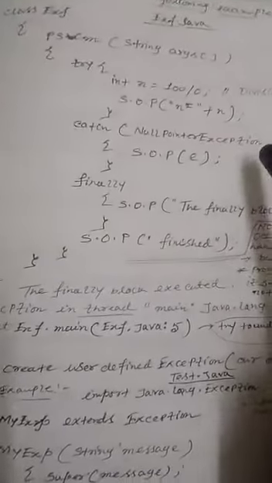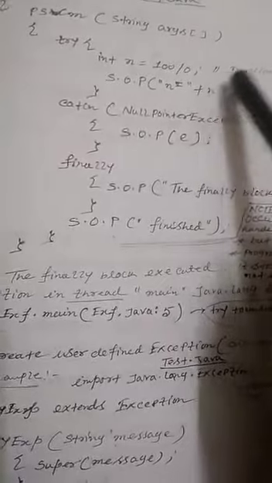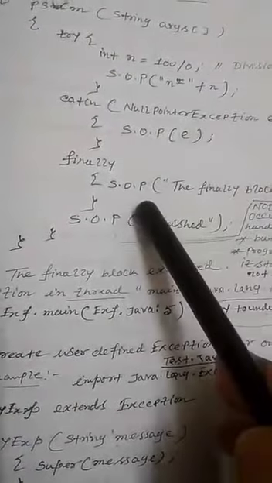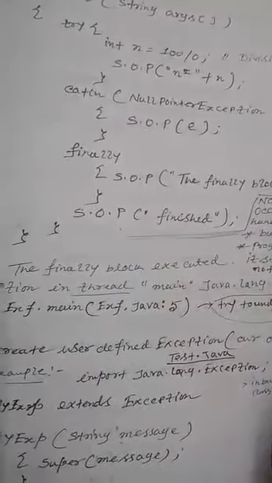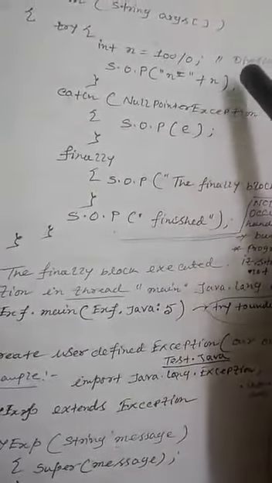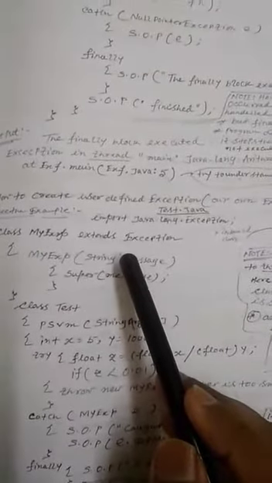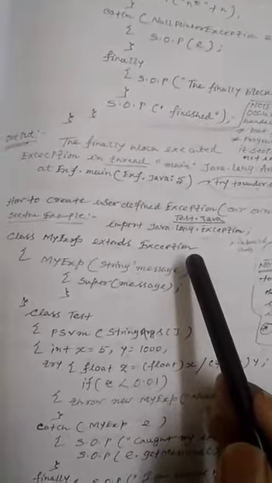Now, finally can be used even if there is no exception; the finally block can still be written and it will execute. Here there is no proper exception handler, so finally has been used. If there is a proper exception and handler, then also the finally block will be executed. I hope it is clear, and since you have already implemented this in your practical classes, the concept is easier to grasp.